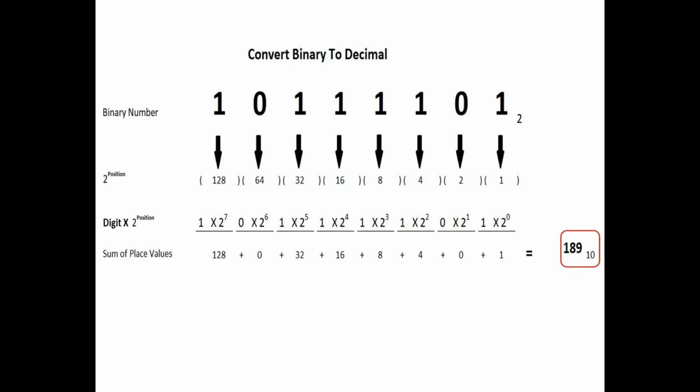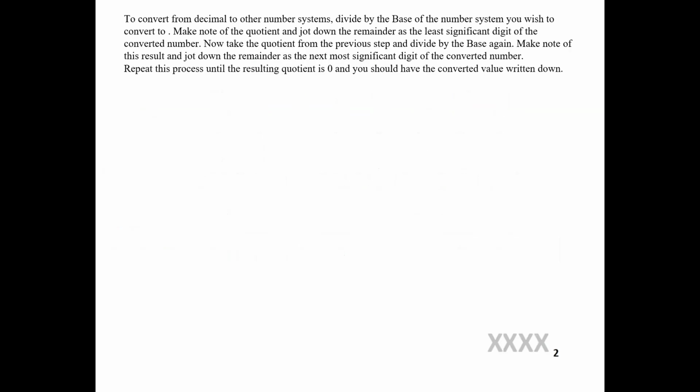We add the place values together, and we get 189 at base 10. And now we know what the number is worth. What about converting from decimal to other number systems?